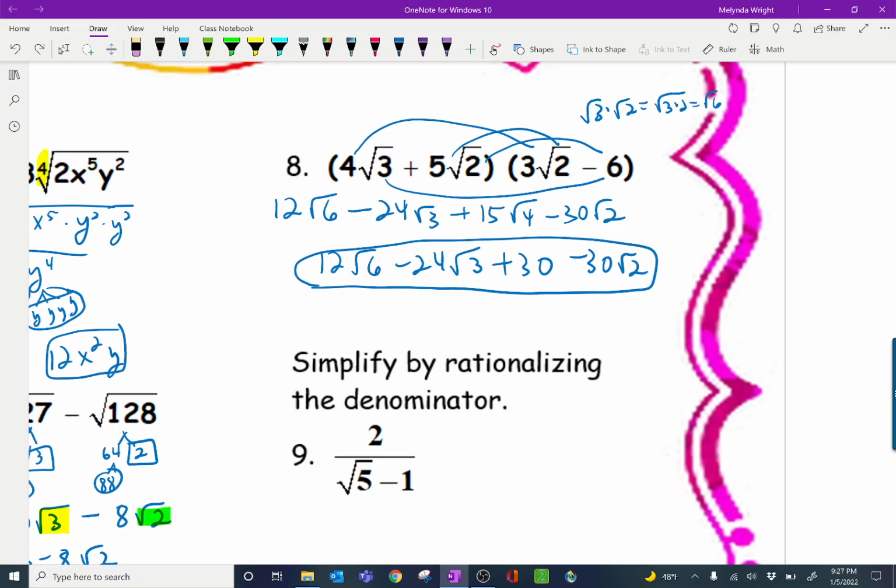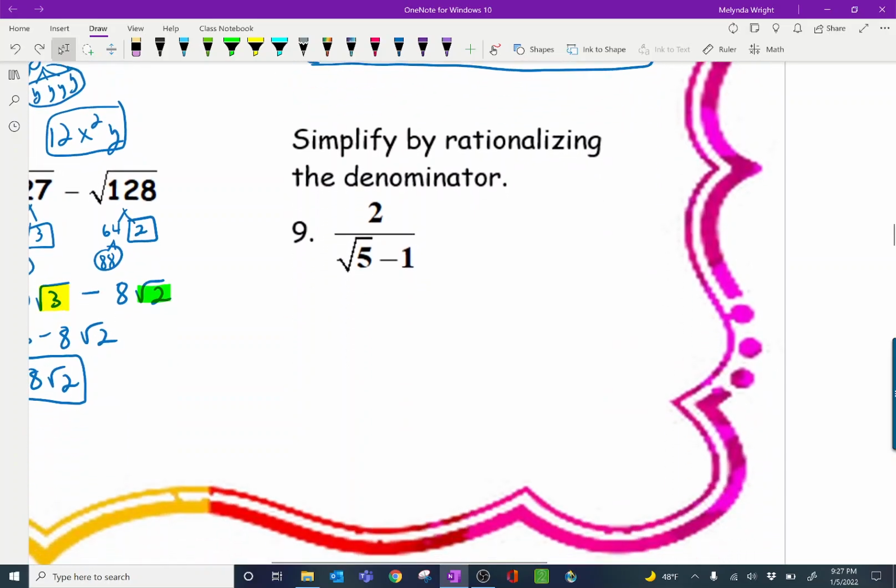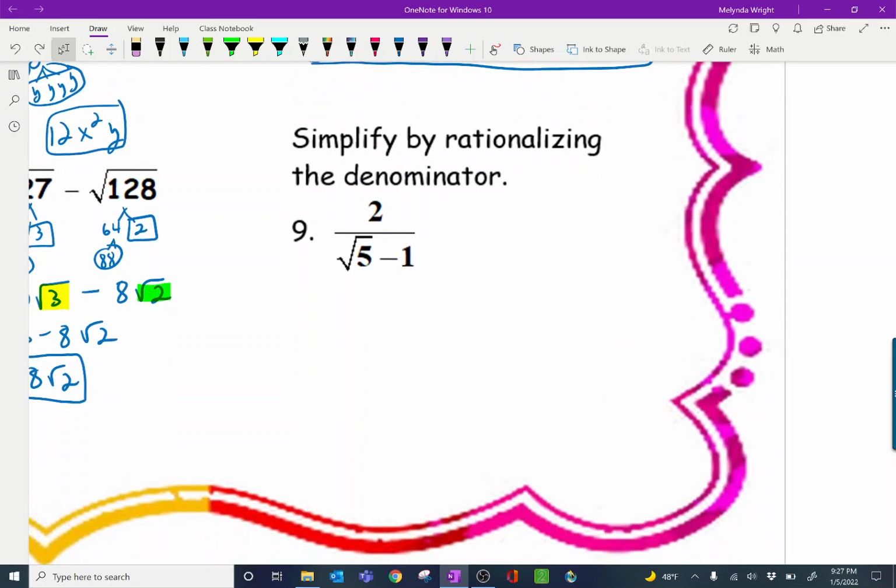All right. So our last problem, to simplify something like this, we want to rationalize the denominator. So we want to get the radical out of the denominator. So how do we do that? Well, the way that we get the radical out of the denominator is to multiply by the conjugate over itself. And I know we've done this before. This is just a review. So we're going to multiply by the conjugate over itself. Okay? So let's do that.